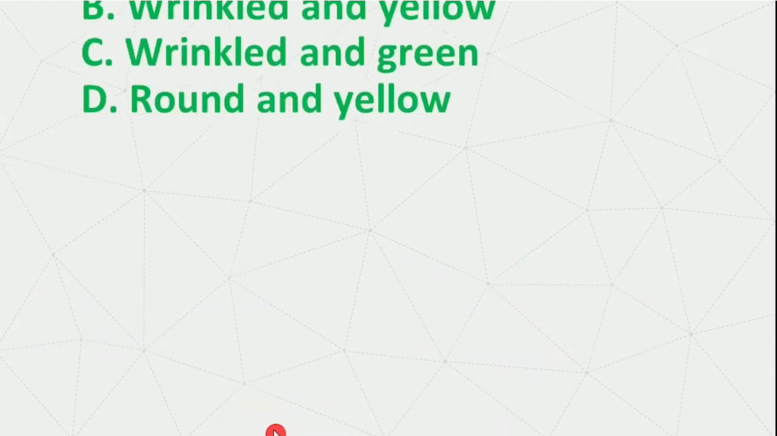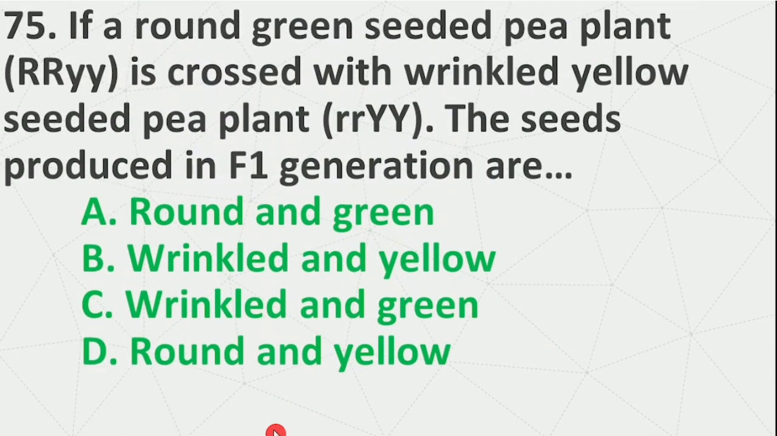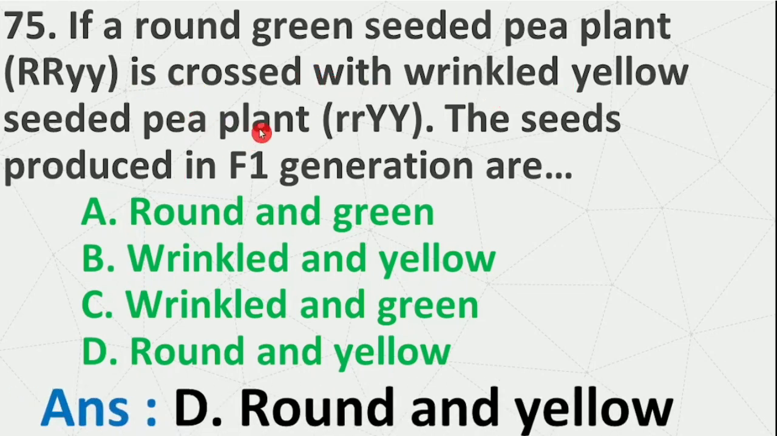Question number 75. If a round green seeded pea plant, RR yy, is crossed with a wrinkled yellow seed pea plant, the seeds produced in the F1 generation are round and green, wrinkled and yellow, wrinkled and green, round and yellow. In the first generation, F1, we will get round and yellow plants. So option D, round and yellow, is the correct answer.